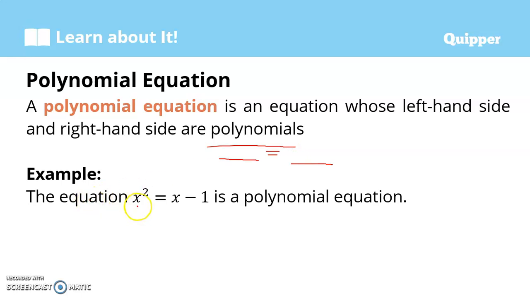Example, the equation x squared equals x minus 1 is a polynomial equation. Because we have here on the left side a polynomial and we have on the right side a polynomial and we have the equal sign. So this is a polynomial equation.